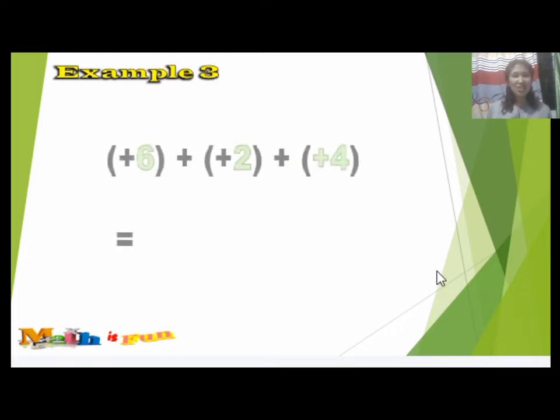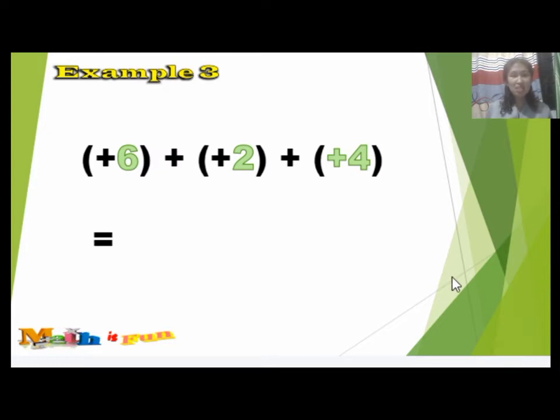Let's have another example. Positive 6 plus positive 2 plus positive 4. All of these numbers are positive. So, the sum is positive 12 or simply 12.